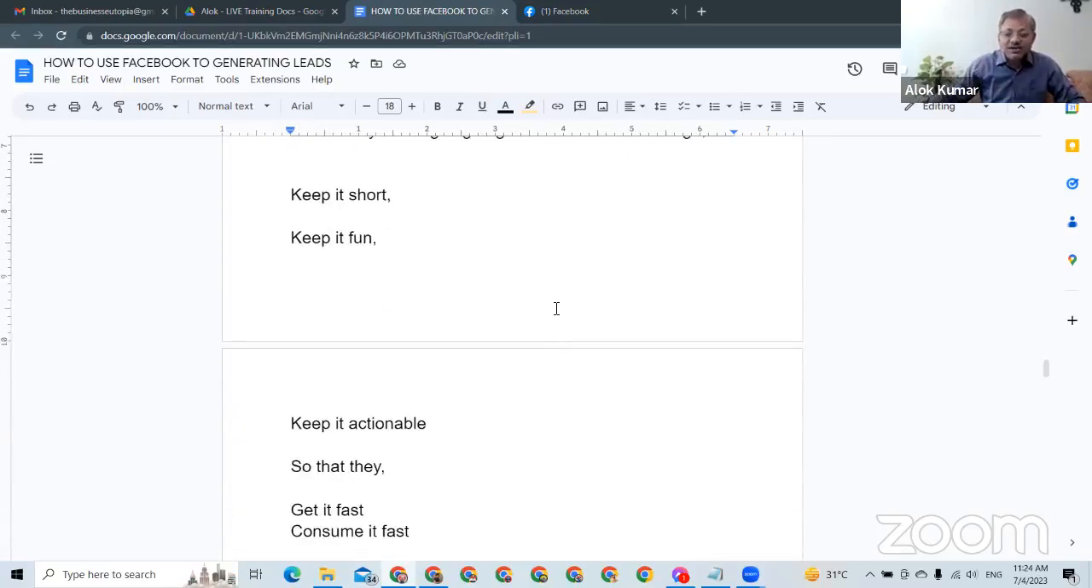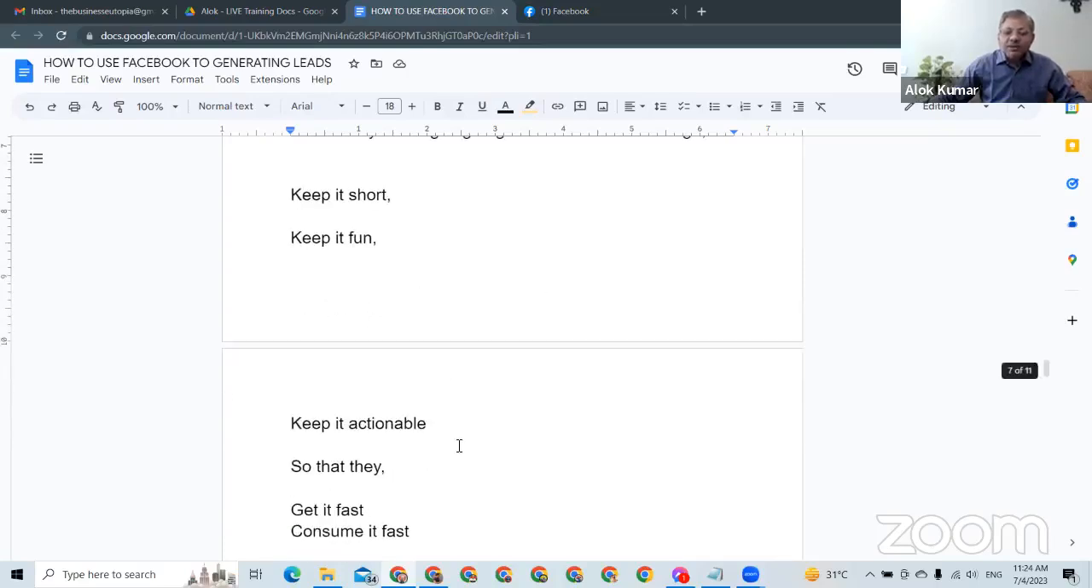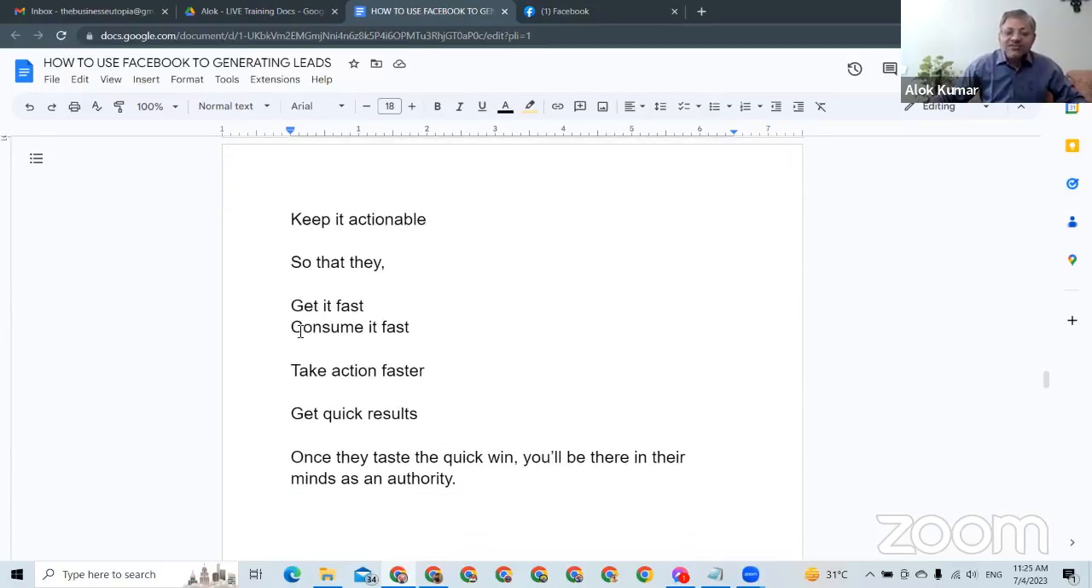Keep it actionable. See, on social media, lots of content is coming every moment, every second. There are billions and billions of people creating content every second and posting it. Now, how are you going to be different from them, and how is your content going to get traction and engagement? That is why I'm saying keep it short, keep it fun, keep it actionable so that they consume it fast, they get it fast, and take faster action.